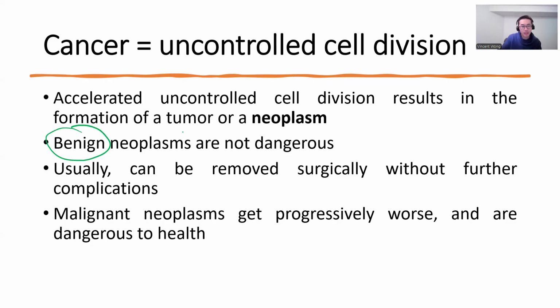Right? They're not dangerous. Sometimes you can surgically remove it and it wouldn't cause any problems, and they don't come back. Right? But if it's cancerous, we call them malignant, malignant neoplasm. Right? That's the cancerous kind. That's the kind that nobody wants to have. All right. Benign is okay, malignant is not. So how do you know if something is malignant or if it's benign?